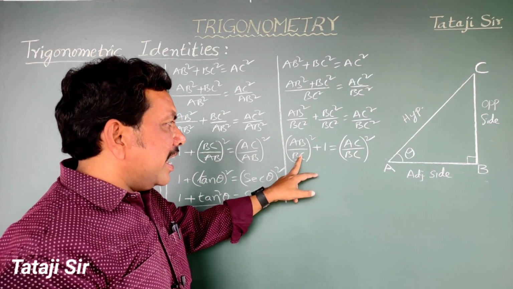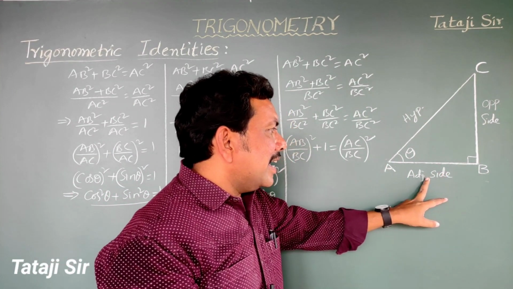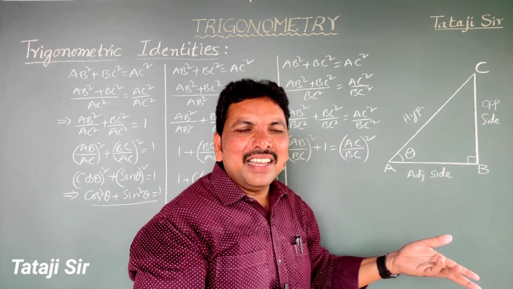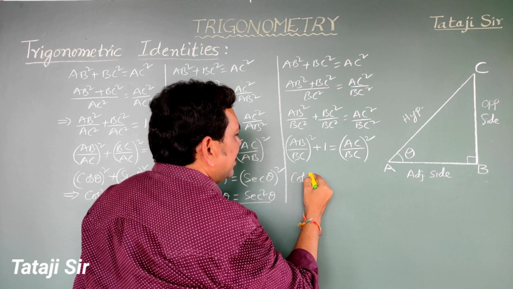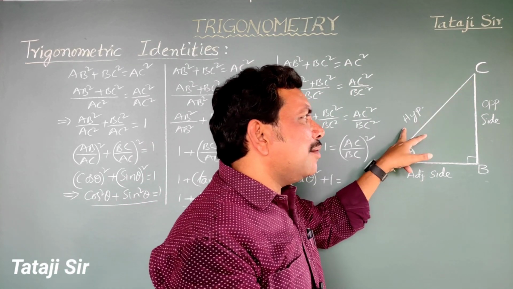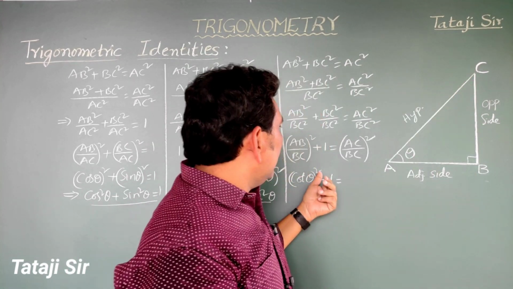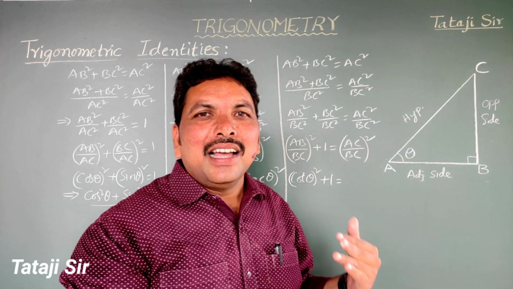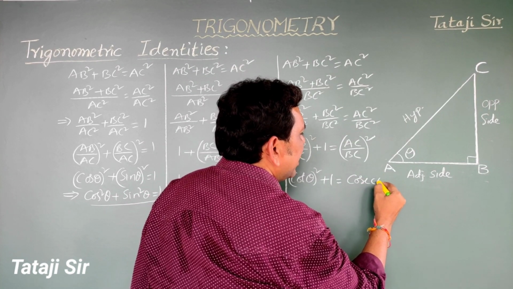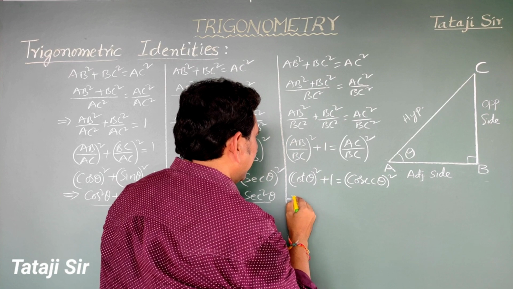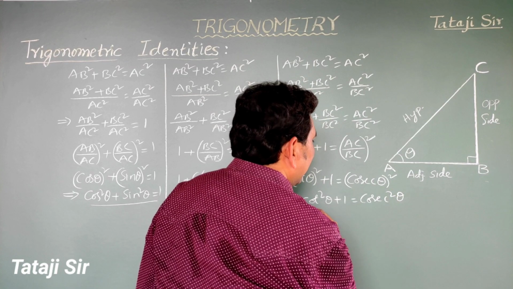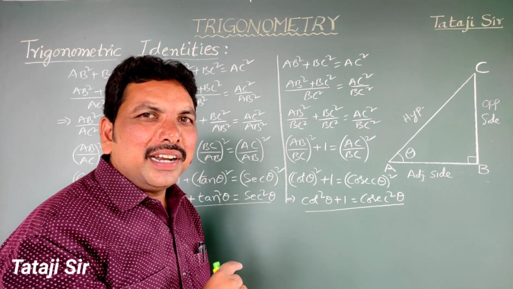So clearly observe, AB by BC means AB is the adjacent side, BC is the opposite side. Adjacent side by opposite side will be cot theta. Cot theta whole square plus 1 is equal to AC by BC. AC means hypotenuse and BC means opposite side. Hypotenuse by opposite side will be cosecant theta whole square. So that implies cot square theta plus 1 is equal to cosecant square theta. This is the third trigonometric identity.